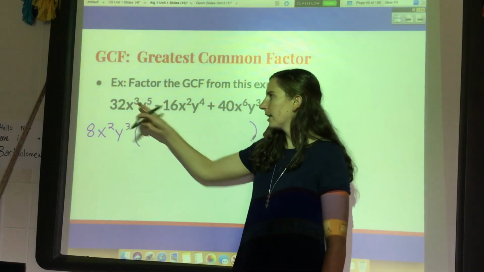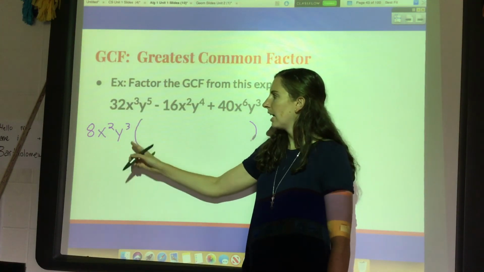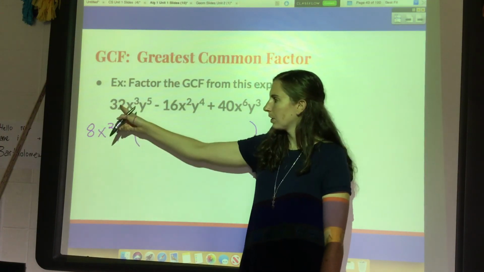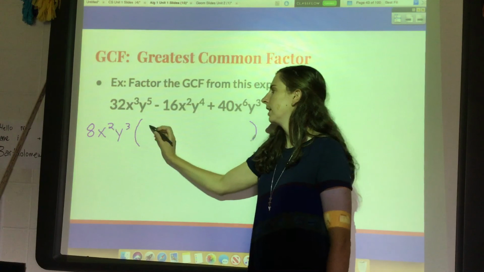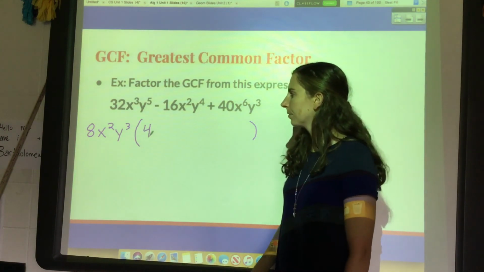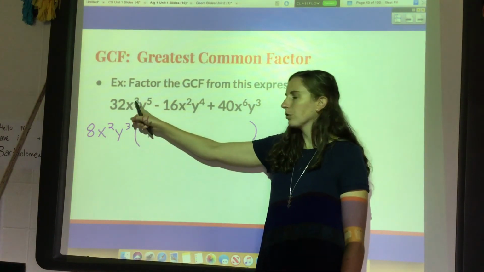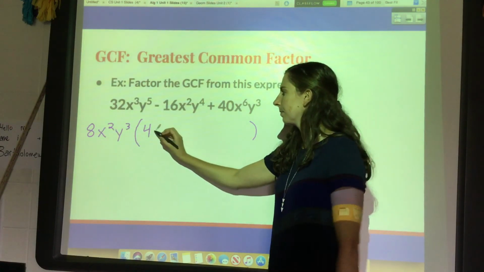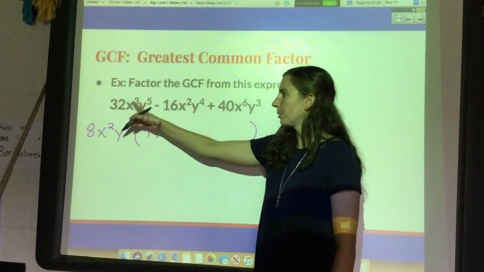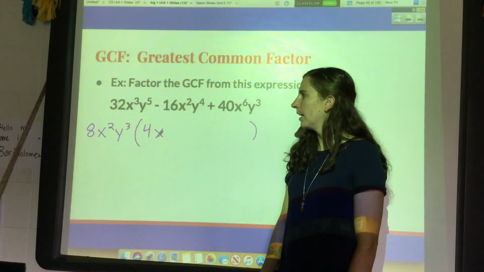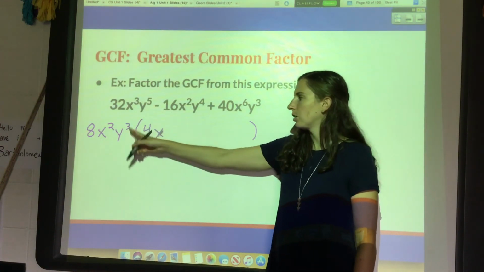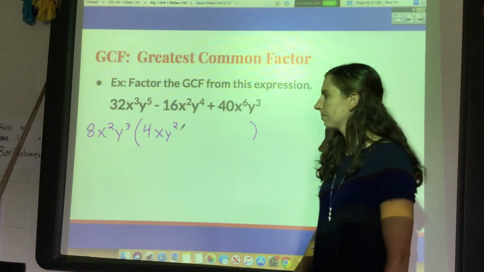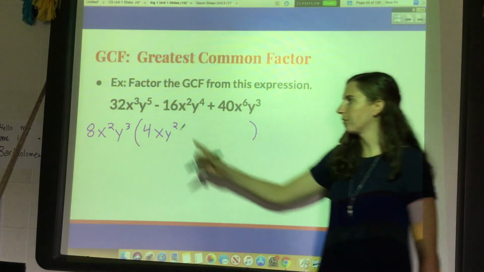So when I take 32x cubed y to the 5th and I divide it by this, what do I get? 32 divided by 8 is a 4. I had 3 x's, I took out 2, I'm left with 1, because 3 minus 2 is 1. And I had 5 y's, but I took out 3 of them, so now I have y squared, because 5 minus 3 is 2.